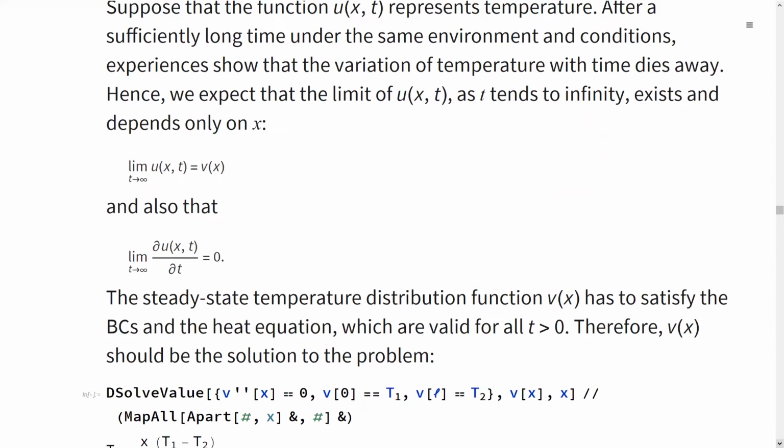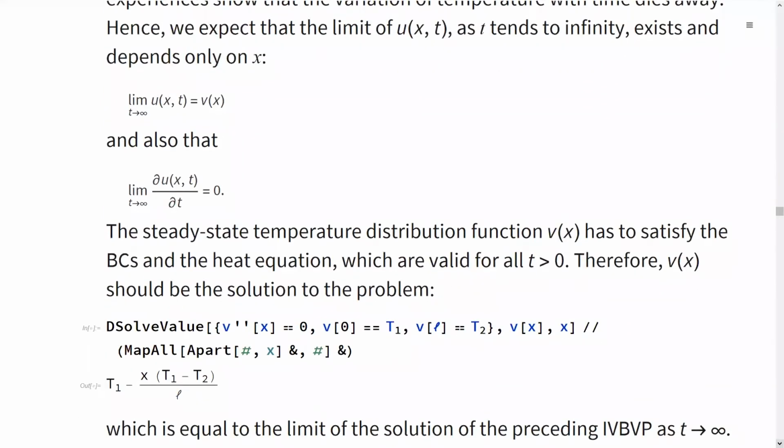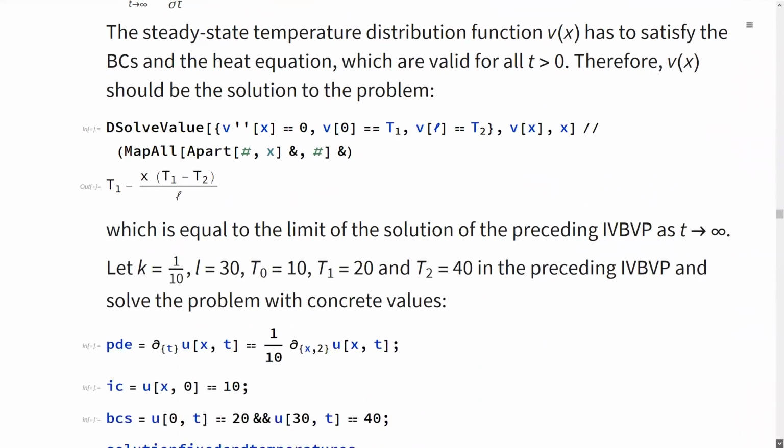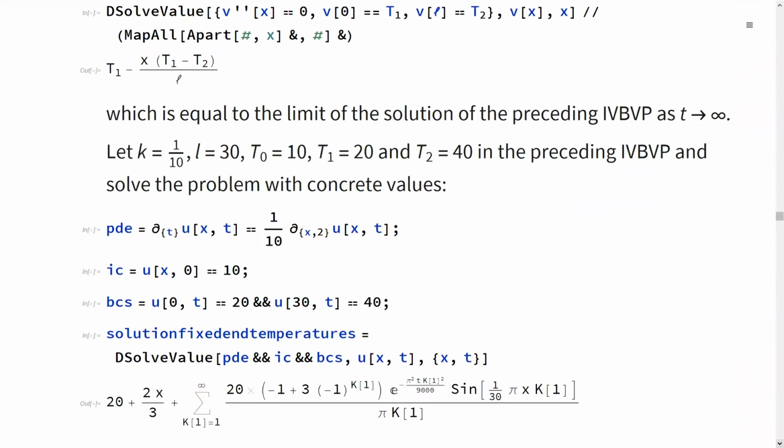v has to satisfy the boundary conditions and the heat equation. So if we solve this ODE problem, we get this for v. So this is the limit of the solution of the preceding initial value boundary value problem as t goes to infinity.